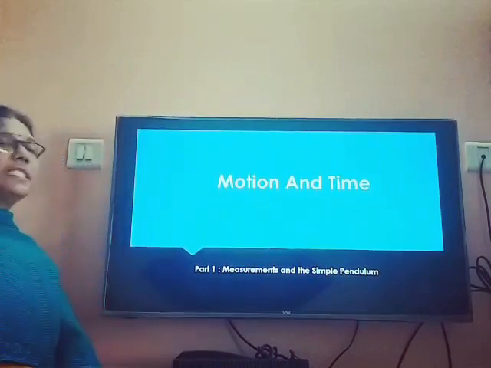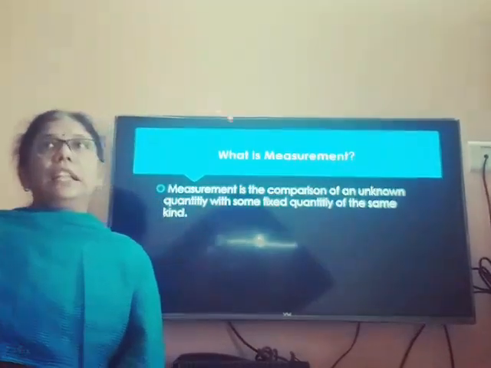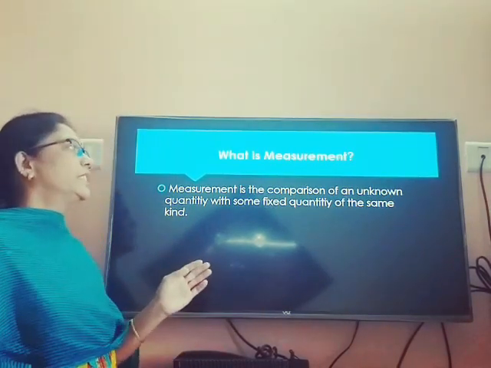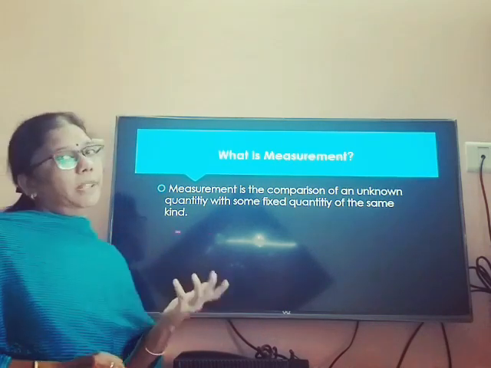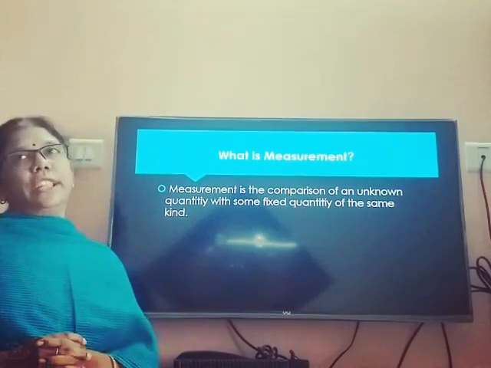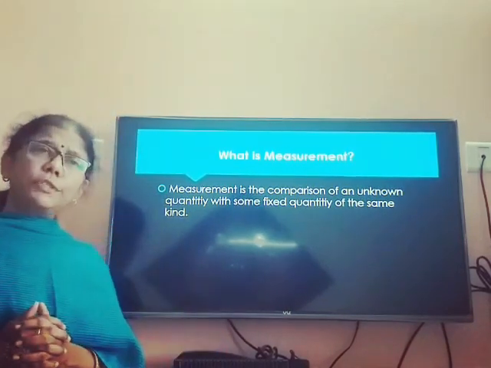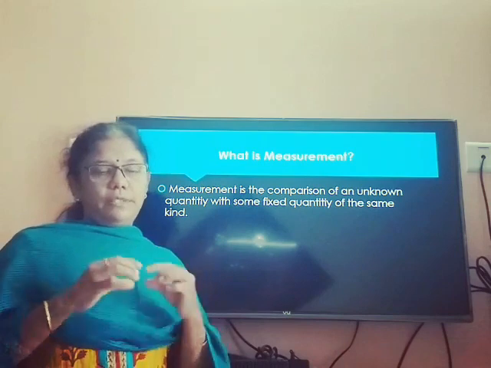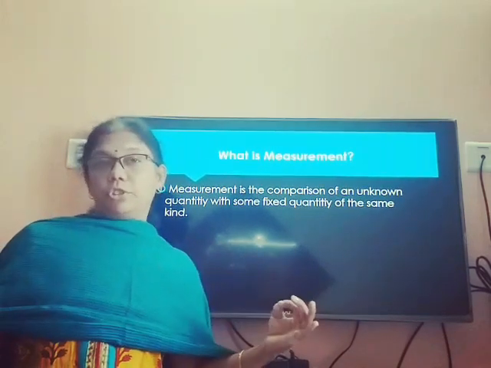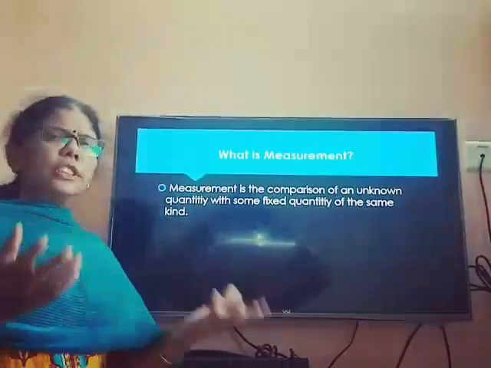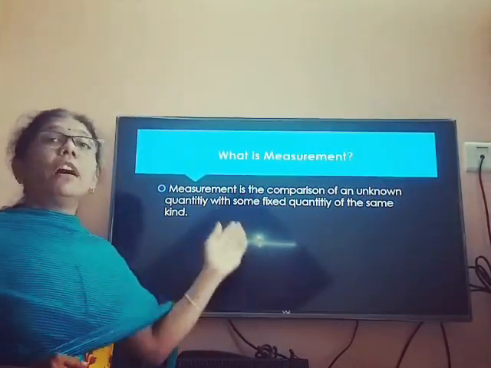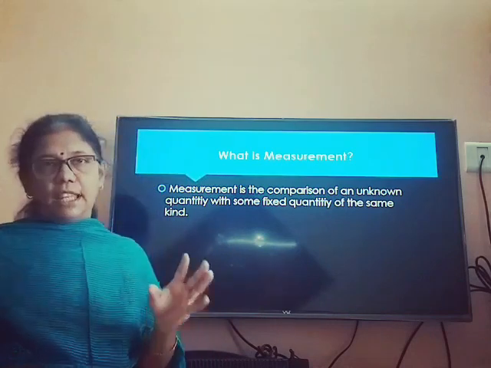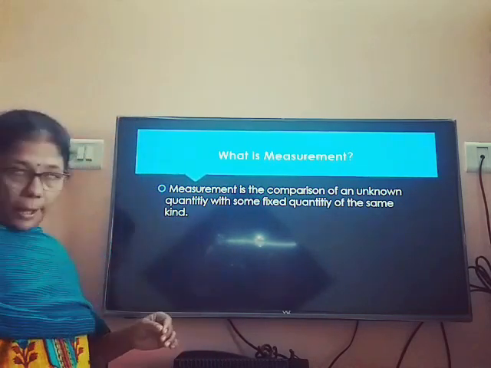Right? So, what is measurement? We learned that in 6th standard, measurement is the comparison of an unknown quantity with some fixed quantity of the same kind. Isn't it? Suppose you want to take the length of a ribbon. The shopkeeper will take the length of the ribbon. You have asked for 1 meter. He will take a measuring scale, measure 1 meter of ribbon, cut it and give it to you. So this is what is measurement. Comparison of an unknown quantity, that is the length of the ribbon, with a known quantity, that is that of the scale to measure.